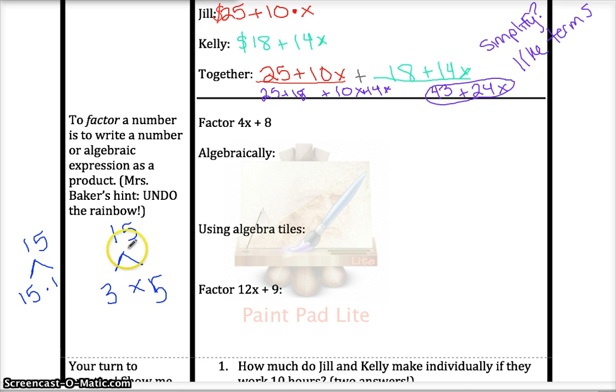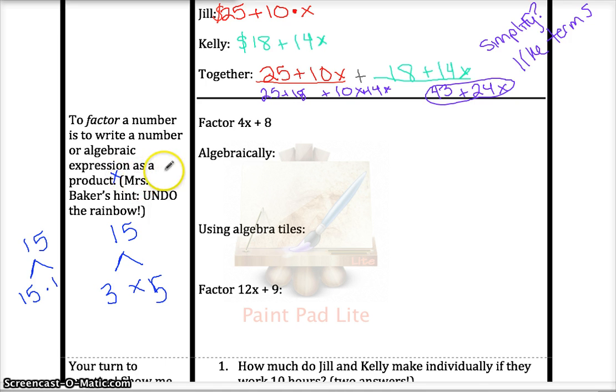There, I think those are the only 2 ways that I can think of that you can multiply 2 numbers to get 15. So this is the definition of factoring. It says to factor a number is to write a number or algebraic expression as a product. Remember, product just means multiply.